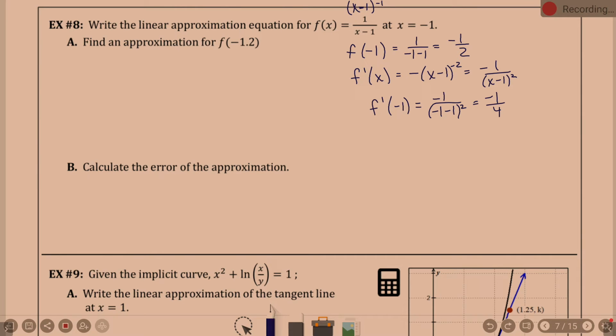Okay. So can we write our linear approximation? I'll put that over here. f(x) is approximately equal to my linear approximation, which is, where's my slope? -1/4 times x minus -1, so x plus 1, minus 1/2. Stop me if I go astray. Definitely gone astray today.